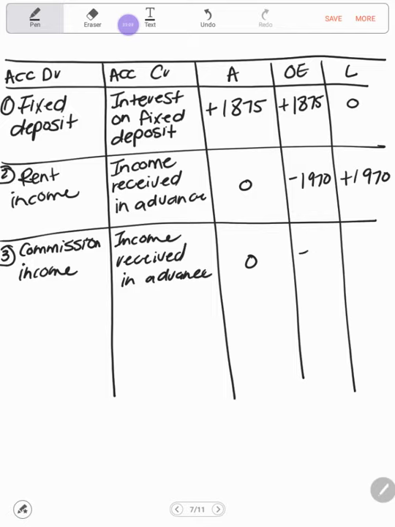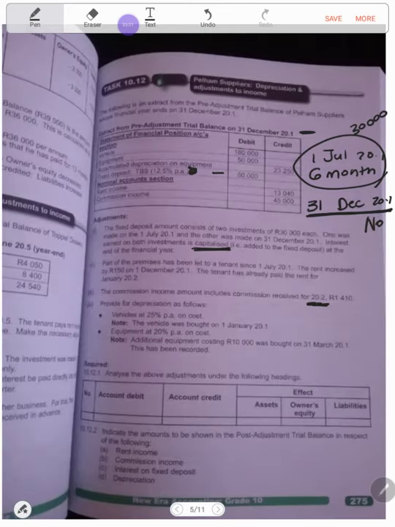Zero minus, they've given it to us, 1,410, and then plus 1,410. I hope this is getting a bit clear, it's becoming a bit clear to you. So let's move on to the next one.